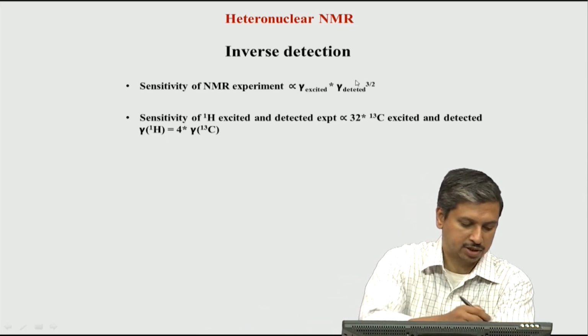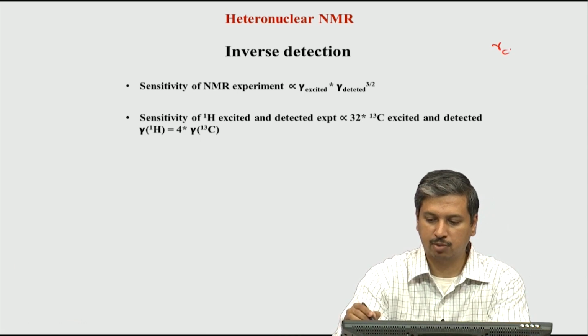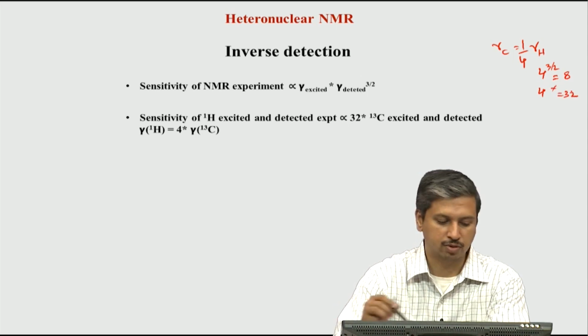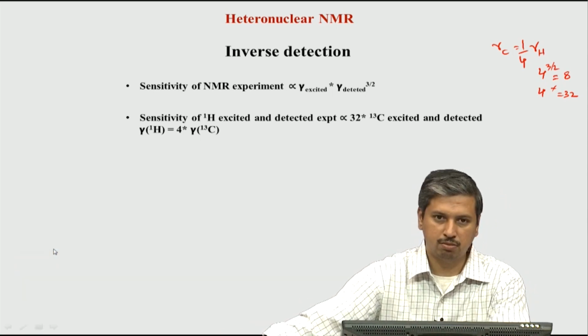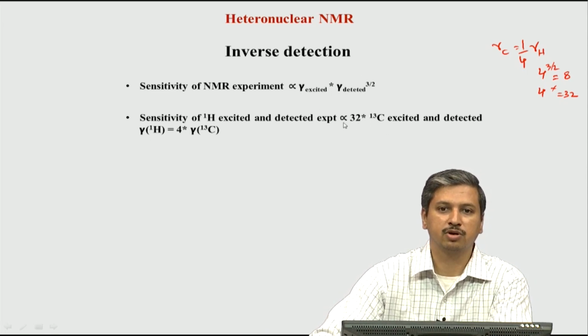So, let us see again how this comes about. This is coming from this same equation. Gamma of carbon is 1 by 4 of gamma of proton. So, 4 raised to 3 by 2 is basically 8, and the first one is 4. So, if I multiply these two, I get 32. What it means is that if I have carbon as the excitation nucleus and also carbon as detection, my sensitivity is going to be 32 times less compared to hydrogen.